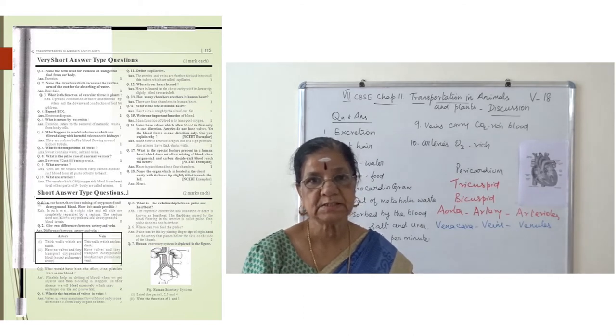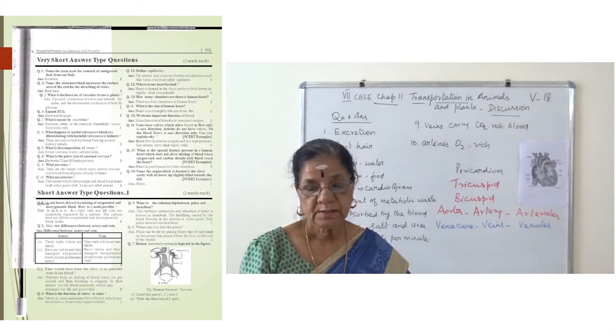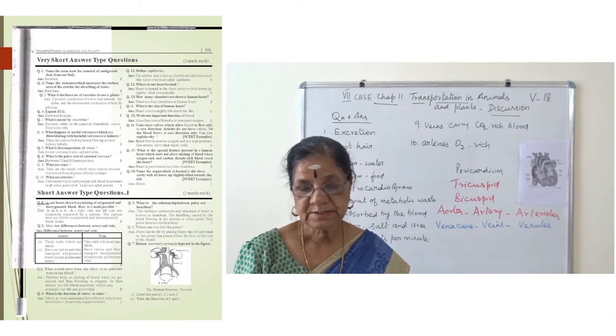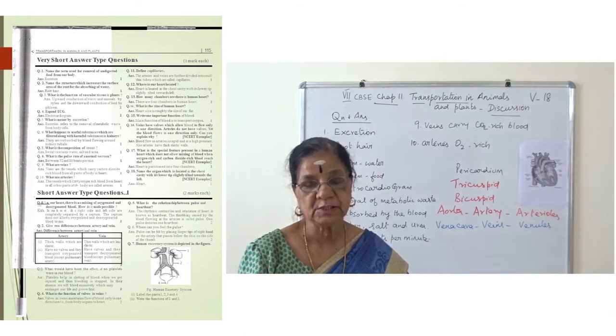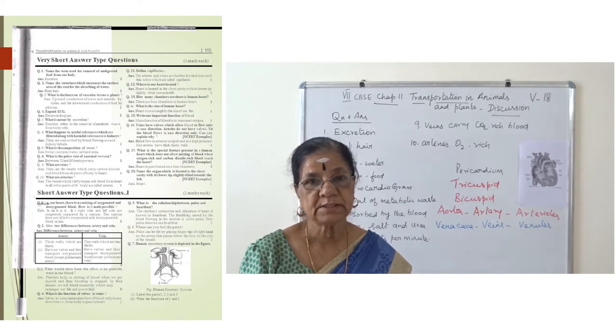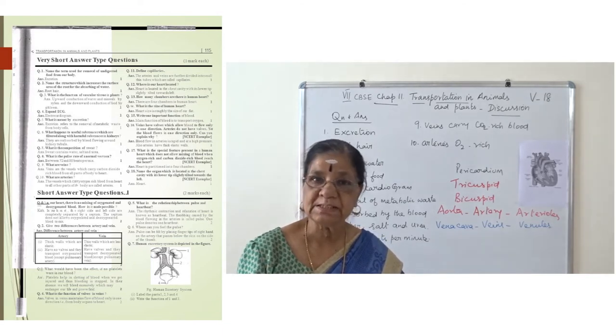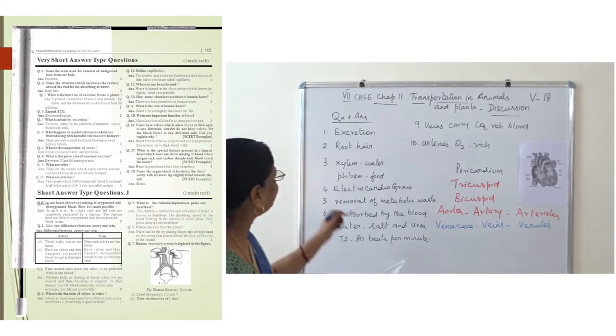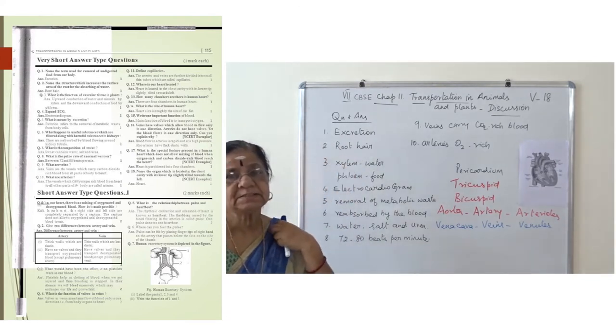Answer: excretion. Second one, name the structure which increases the surface area of the root for absorbing water. This is for the plants. What do we know? Answer here, it is root hair.